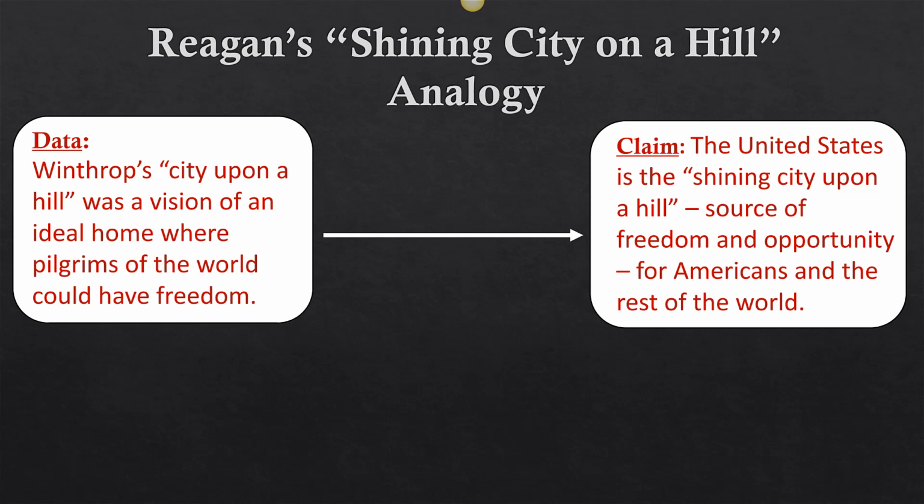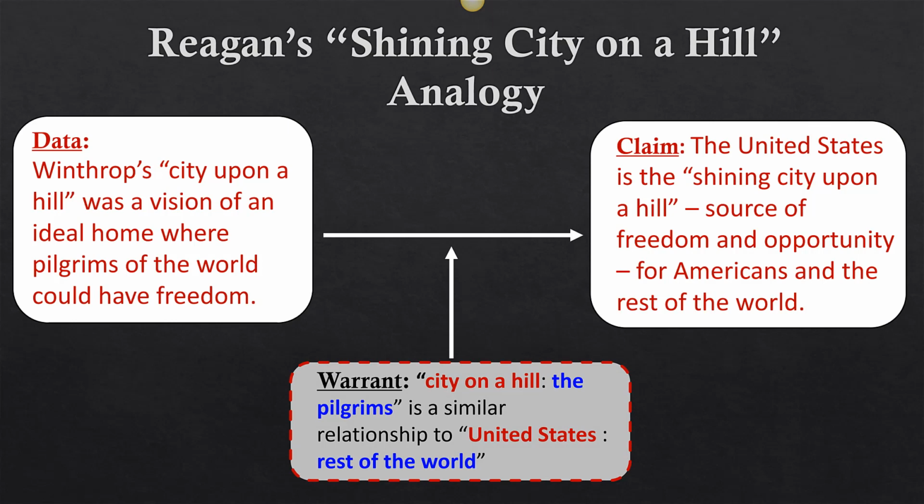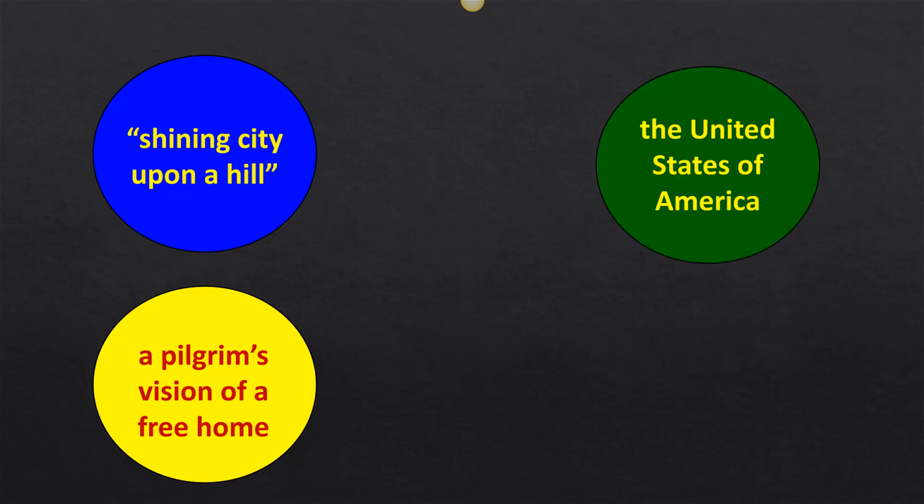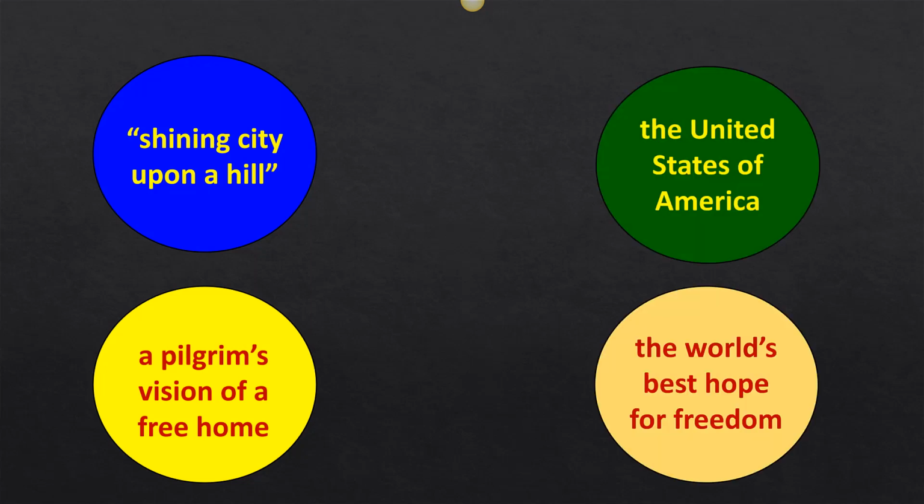Winthrop's city upon a hill was a vision of an ideal home where pilgrims of the world could have freedom. And so the implicit warrant that links up these ideas is that city on a hill and its relationship to the Pilgrims is similar to that existing between the United States and the rest of the world. Let's see how this might look in terms of the visual diagram that we used earlier. So first we have Winthrop's original vision. We have the shining city upon a hill, and we have a pilgrim's vision of a free home. And on the other hand, we have the United States of America and the world's best hope for freedom.